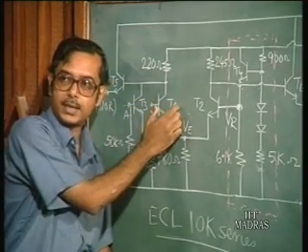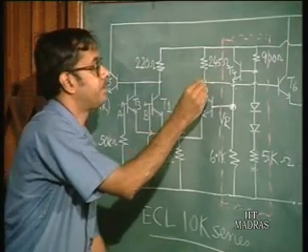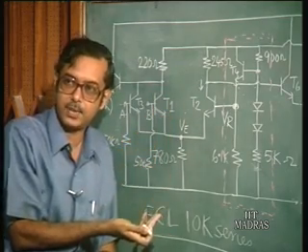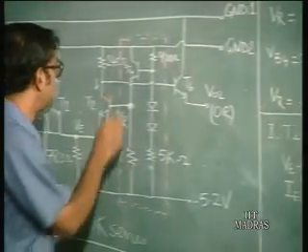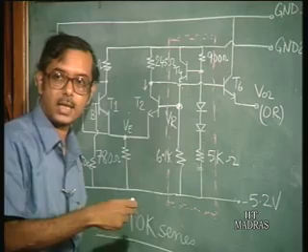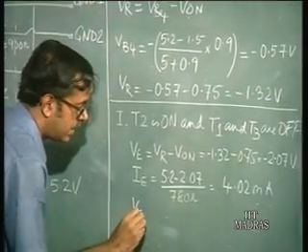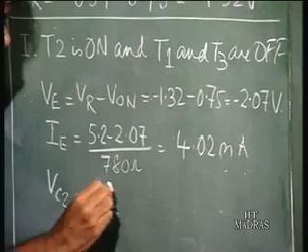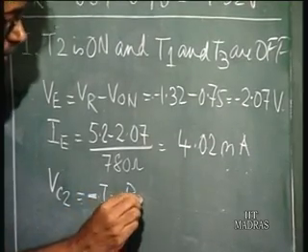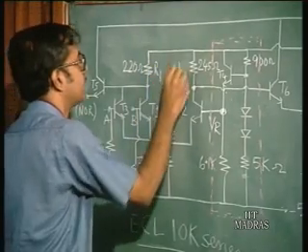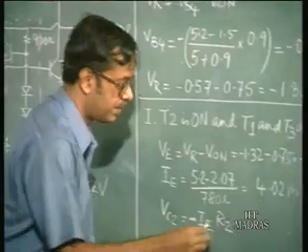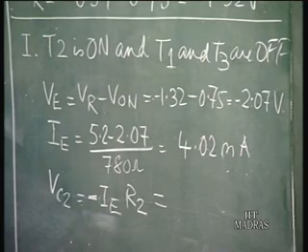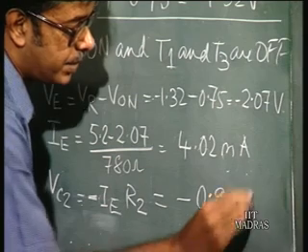So these two transistors are not conducting. Now, this is the collector current. Since beta is high, the collector current of that transistor is equal to the emitter current. So the collector voltage, Vc2, that is the collector voltage of transistor T2, is equal to minus IE times R2, if I call this R1 and this R2, which is 245 ohms. So if you do this calculation, 4.02 milliampere into 245 ohms gives minus 0.99 volts.